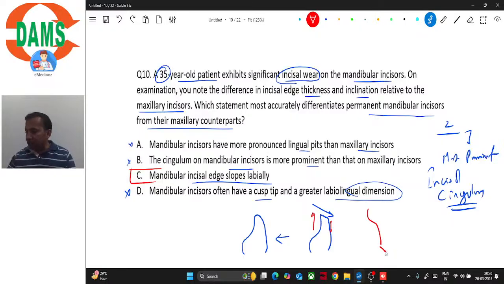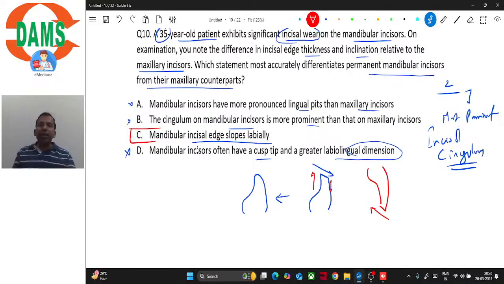Compare this to the incisal wear of maxillary incisors. Maxillary incisors will show the incisal wear on the lingual side, isn't it? They will show an incisal wear on the lingual side. So their lingual surface would appear relatively shorter as compared to the labial surface once incisal wear has taken place. Is it clear?